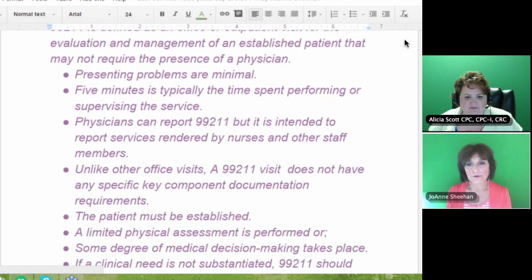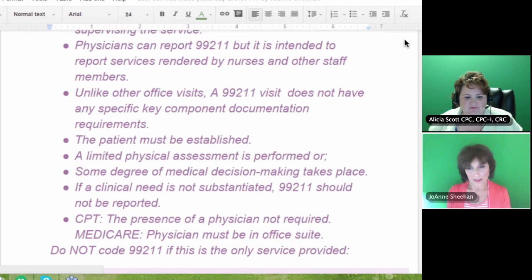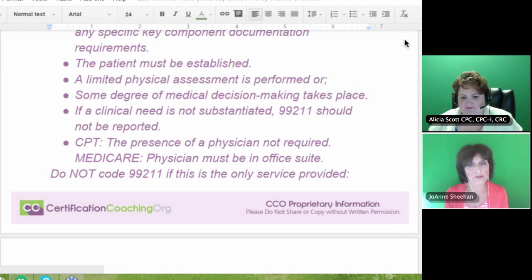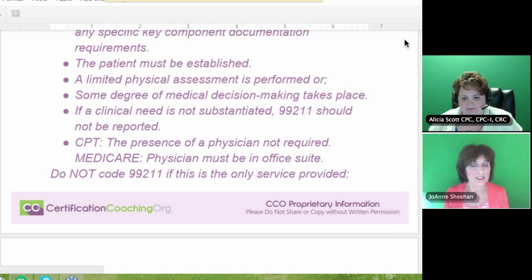And the big difference here between Medicare and other insurances, or CPT, is that with CPT, the presence of a physician is not required. And a lot of insurance companies follow that guideline. Medicare says a physician must be in the office suite, which means it's like billing incident 2. They have to be within shouting distance, not across the path at the hospital, and not by cell phone. They have to be in the office.